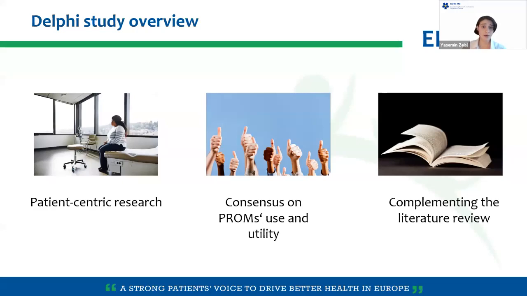We had three main goals that you can see here on the slides. First of all, doing patient-centric research, finding out what patients really think about having a medical device, how their experience is with that device, and what they think and know about PROMs. Then, building consensus among the group of participants on the use and utility of PROMs, and finally, complementing the literature review that John just presented.